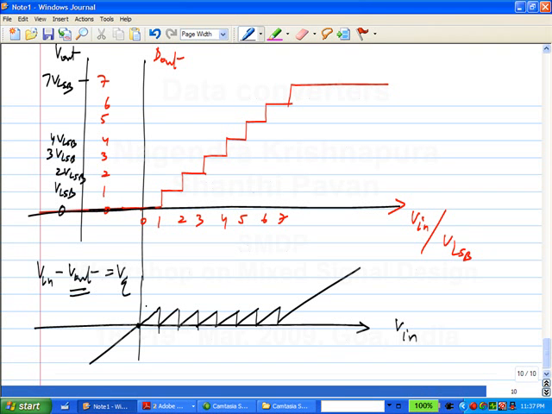What is the maximum value? VLSB by 2? Why? What is the maximum value here?